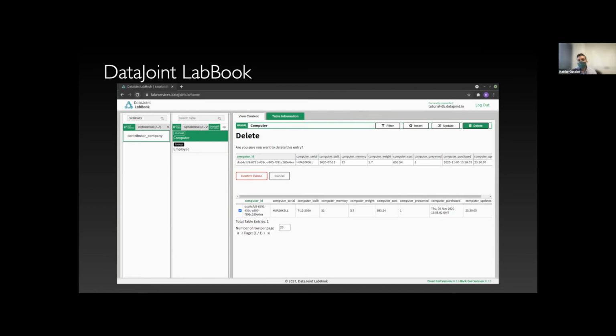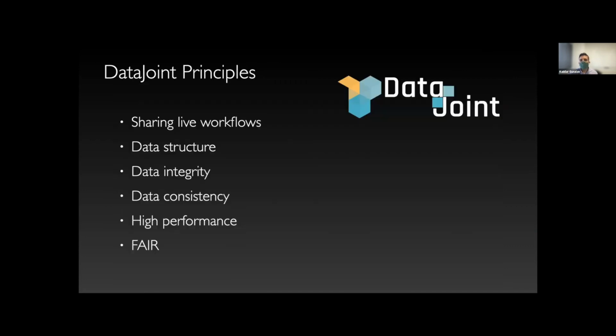And so that's really the DataJoint framework and a few of the tools we have built on top of the DataJoint framework. And so to summarize, DataJoint is an open source framework for building scientific workflows. And it's based on these core principles. The first one is sharing live workflows. As I mentioned, it allows for real collaboration while your experiments are being conducted and acquired, and while your data are being processed.